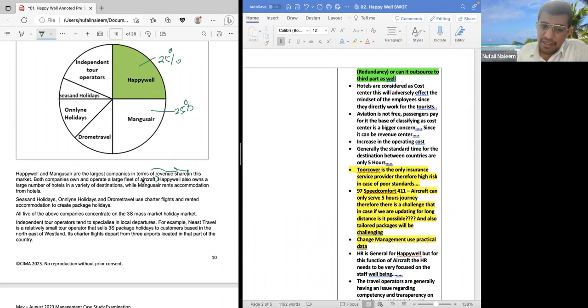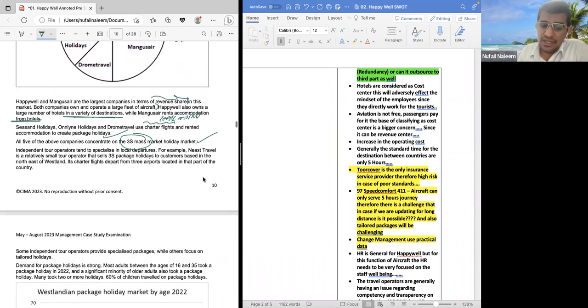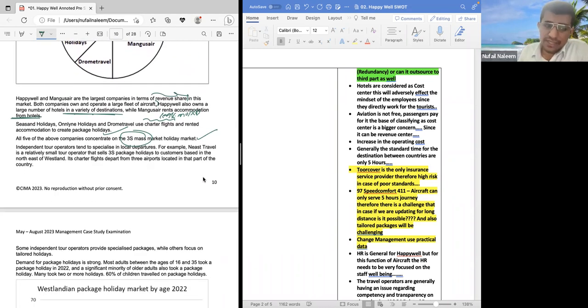97, I think we have. Happywell also owns a large number of hotels in a variety of destinations, while Mongoose rents accommodation from the hotels. Season hotels, online hotels, and drone travels use charter flights, that lease model. Can you remember, students, that lease model? And they rented out accommodation to create package holidays. All five of the above companies concentrate on 3S mass market holidays. All are going to that. It's a red ocean, in simple terms, a competitive industry. So the good time is to shift from one to the other.